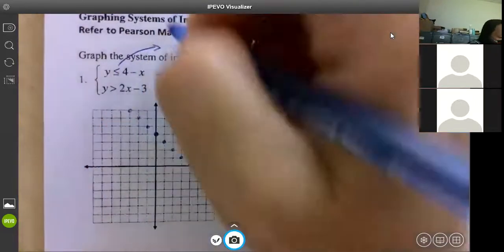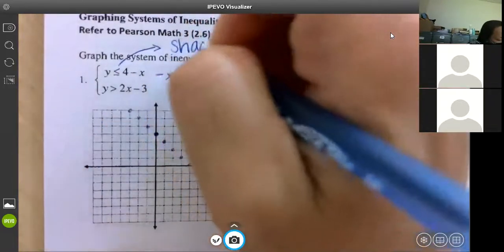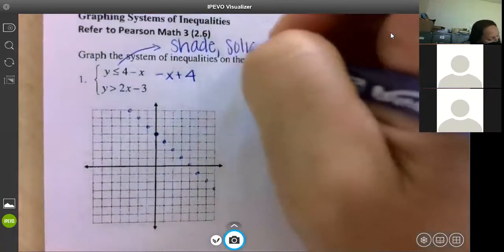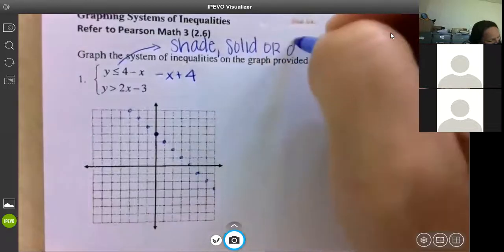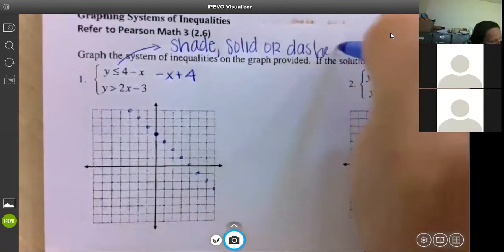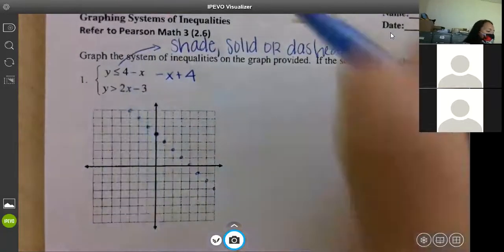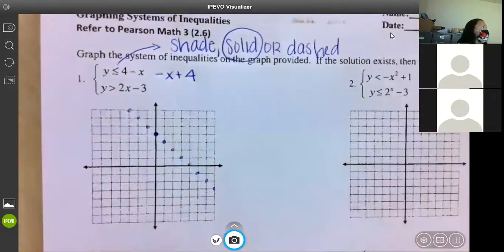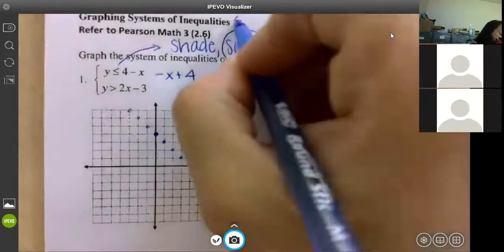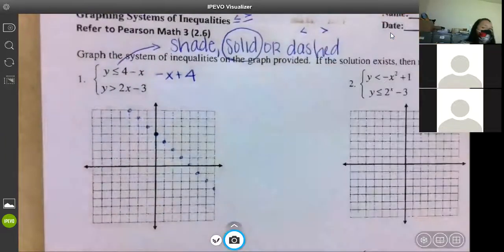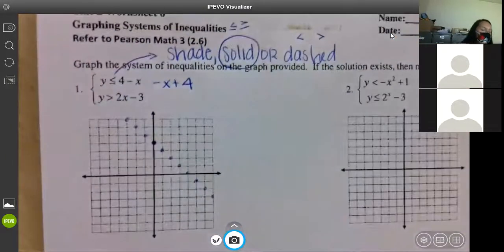Remember that this inequality tells you 2 things. It tells you where to shade, and it tells you if it's solid or dashed. If it has a line, it will be a solid line. Solid happens when it's less than or equal to or greater than or equal to. Dashed happens when it's just less than or greater than. So we are going to make it solid.